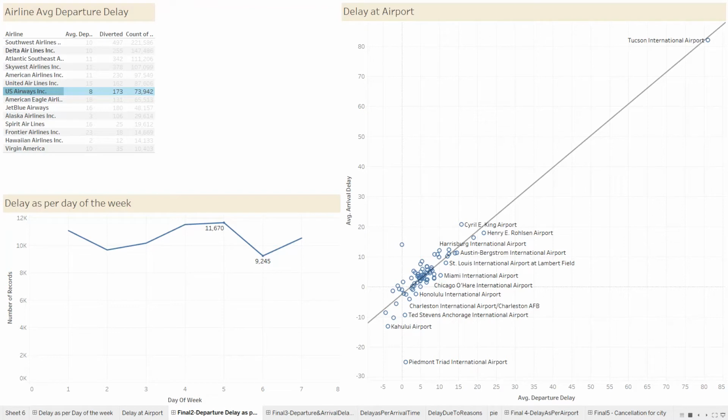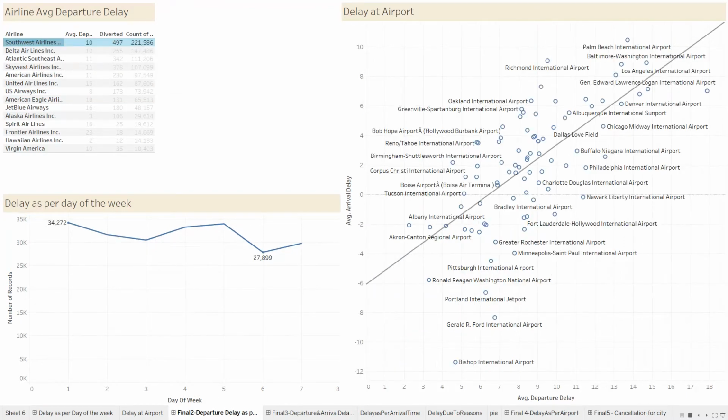For example, if we select the first one, Southwest Airlines, the airport data on the right side as well as the delays by day of the week change. When we click on Southwest Airlines, the delay at the airport on the right side shuffles. The maximum delay for Southwest Airlines is at Palm Beach International Airport, whereas the least is at Bishop International Airport. It also gives the average departure delay, which is 10 for Southwest Airlines, and the total number of flights that were diverted for Southwest Airlines was 497.